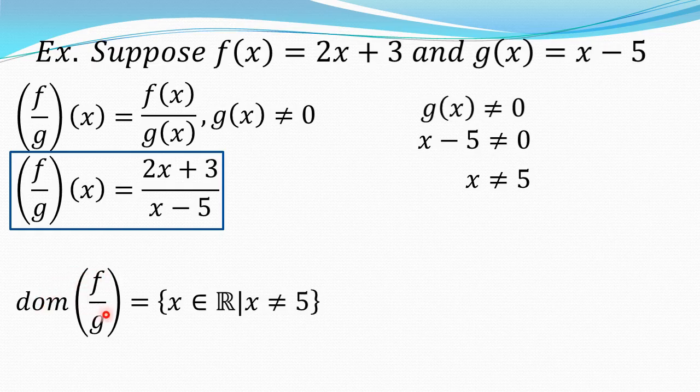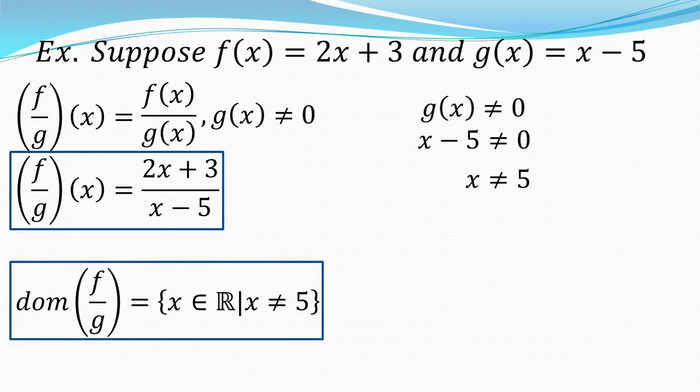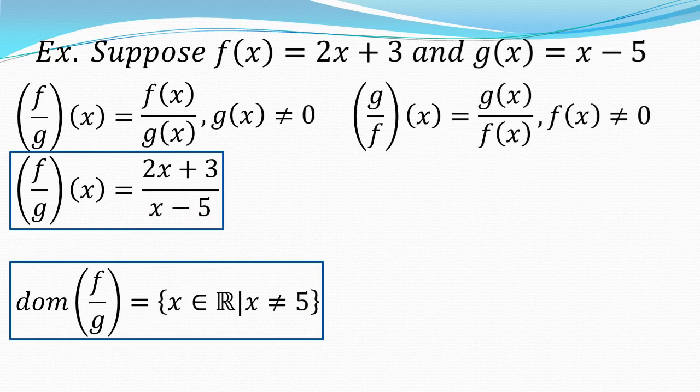The domain of f over g is equal to x, a real number, such that x is not equal to 5. So what we're saying here is x can be any real number except 5. That is your domain. So why can't it be 5? Because if it's 5, your divisor becomes 0 and this will be undefined. So that's why we're avoiding 5.